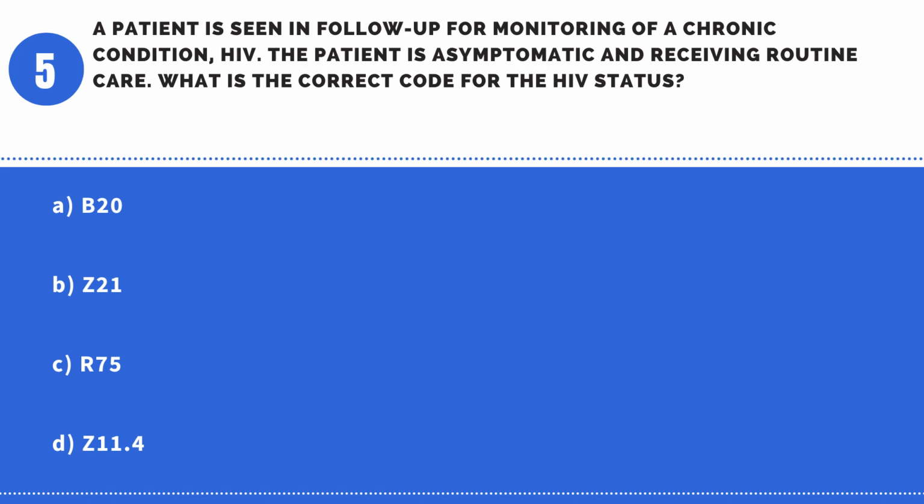Question 5. A patient presents for a follow-up visit after a fracture treatment that has healed. The purpose is to check the healing status. What is the appropriate Z code for this encounter? A. Z09. B. Z47.89. C. Z08. D. Z04.81.